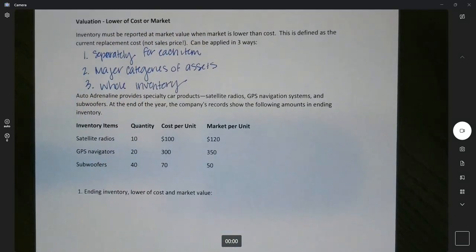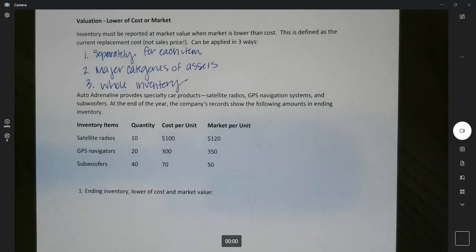We're going to look at an example. We have Auto Adrenaline, and they provide specialty car products. They have satellite radios, GPS navigation systems, and subwoofers. And at the end of the year, the company's records show the following amounts in ending inventory. So we have the quantity, the cost per unit, and the market per unit. So we're going to calculate the ending inventory, which is lower of cost and market value.